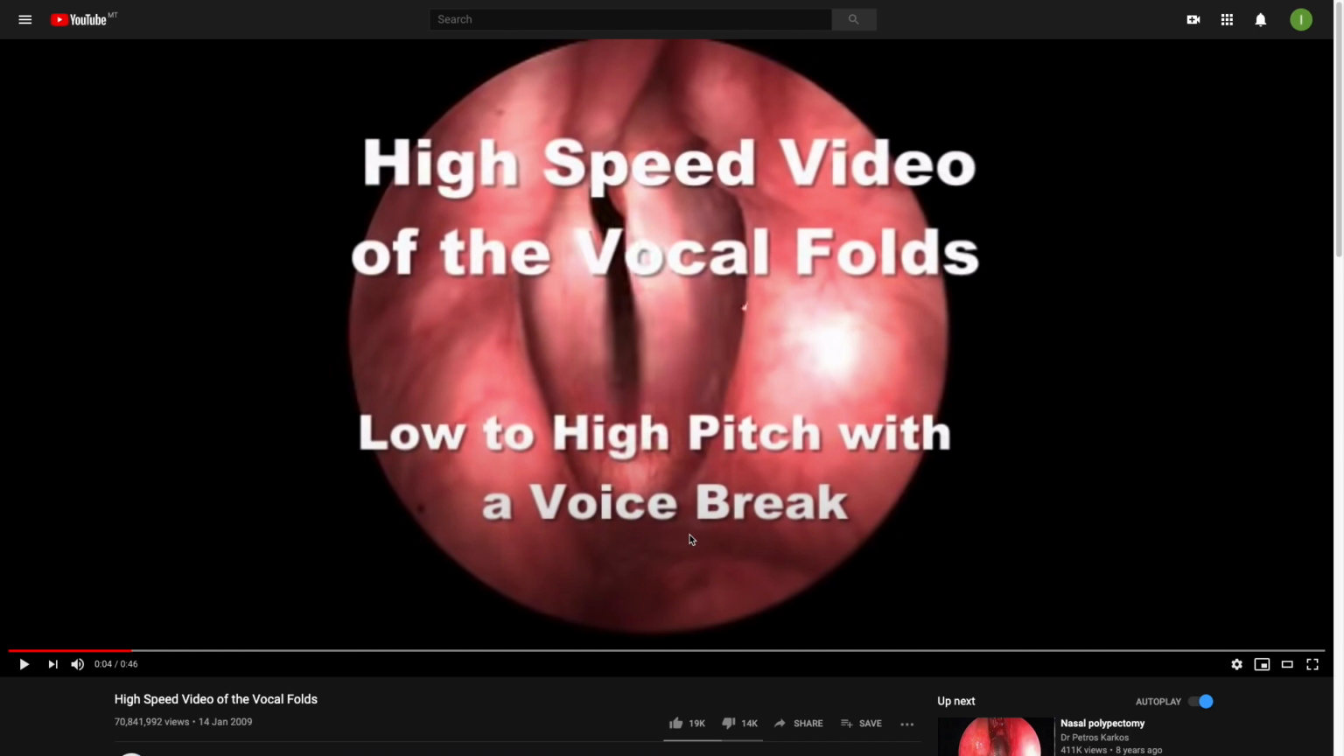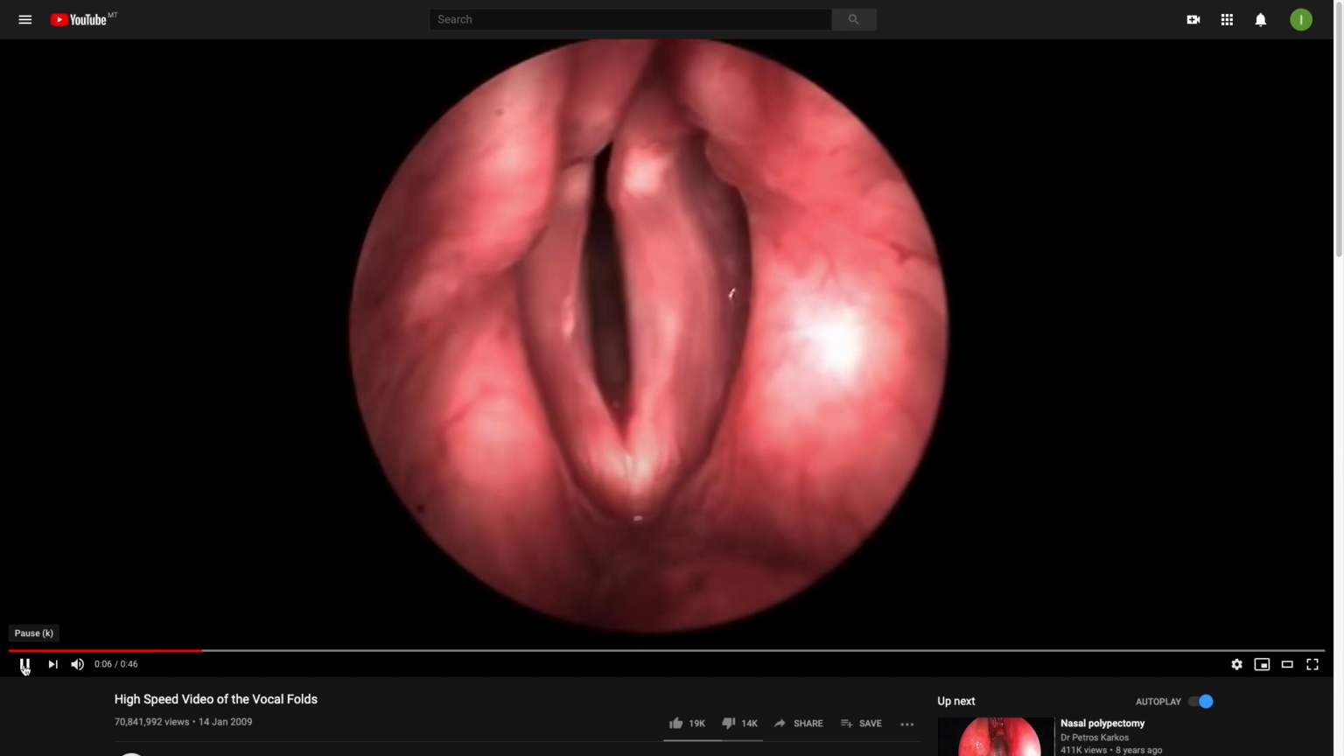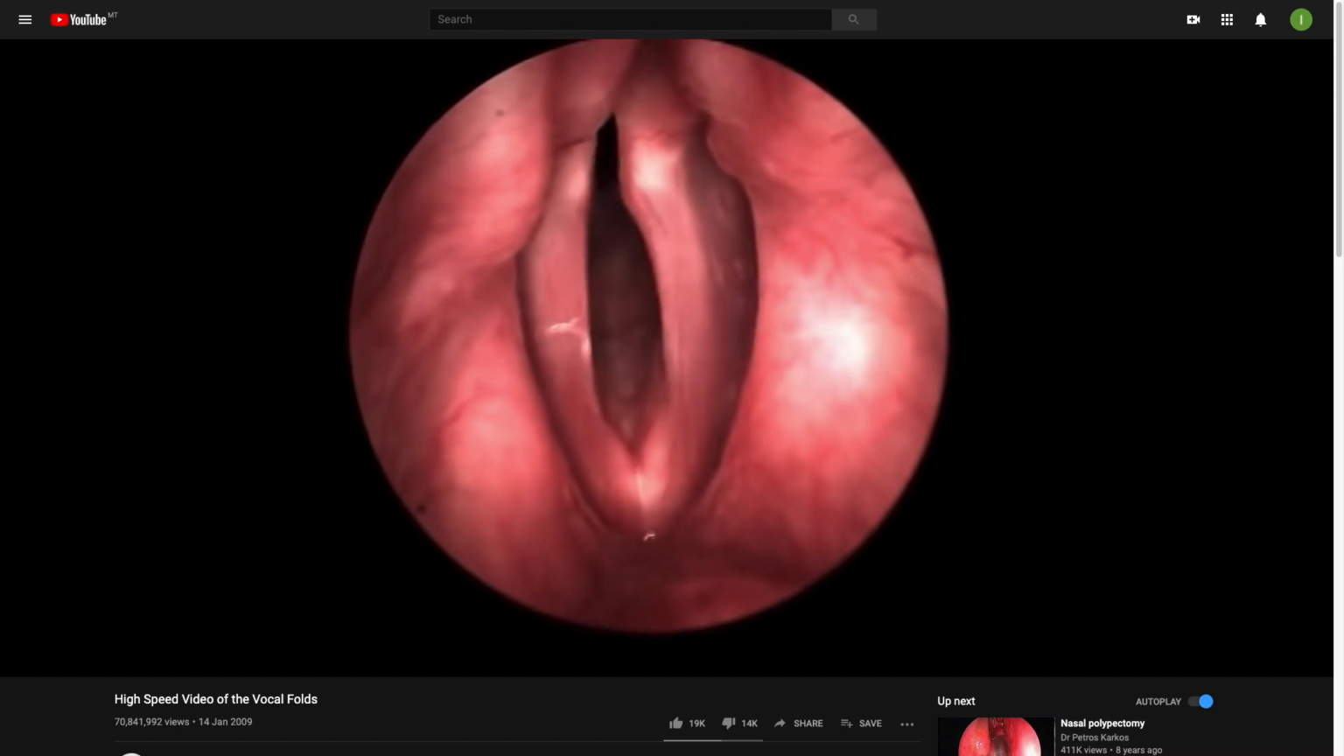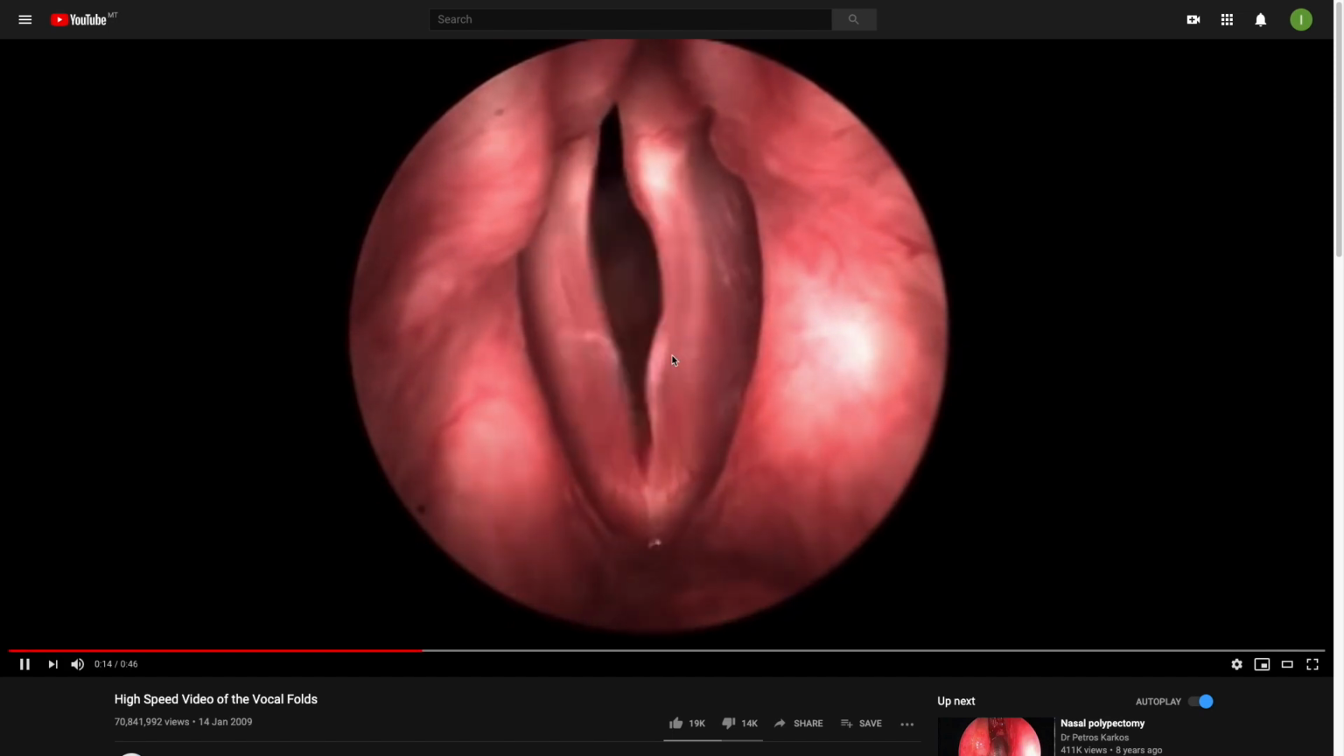In the second video we're seeing, both of these will be linked. However, this time this is a high-speed video. Okay, so we are actually going to see it in slow motion. As you can see, these folds are constantly flapping against one another, causing the vibration in the air.